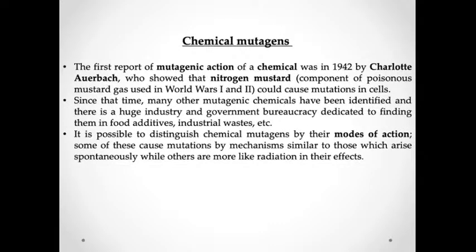This was about physical mutagens, which we have discussed so far. Now come the chemical mutagens. The first report of a mutagenic action of a chemical was by Charlotte Auerbach, who showed that nitrogen mustard, used in the poisonous mustard gas in World War One and Two, could cause mutation in cells. Since that time, many other mutagenic chemicals have been identified, and there is a huge industry for food additives and industrial waste.